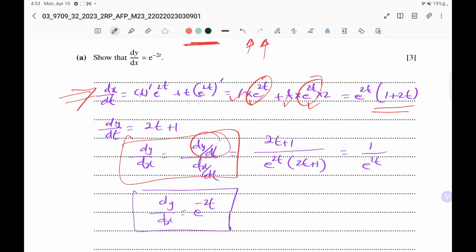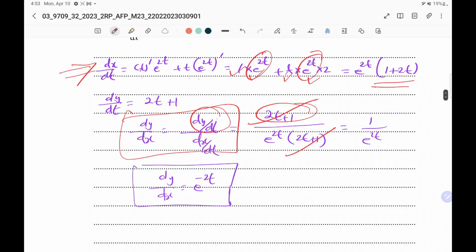So dy over dx is dy over dt over dx over dt. dy over dt is 2t plus 1, and dx over dt is e to the power 2t times (2t plus 1). The 2t plus 1 terms get cancelled, and you will get 1 over e to the power 2t. So dy over dx is e to the power minus 2t. Just you can write this.